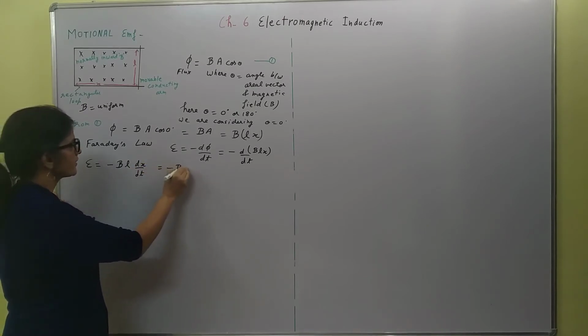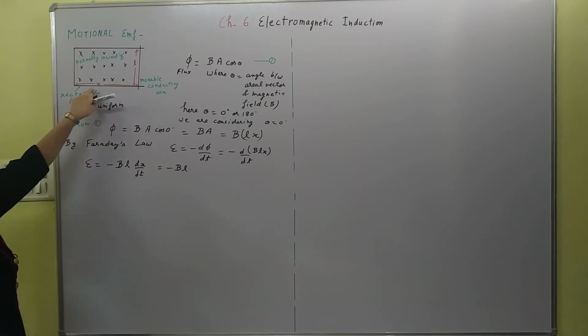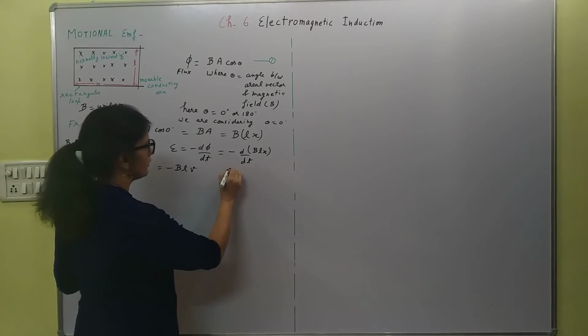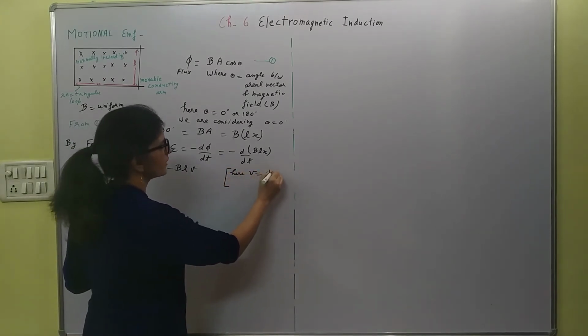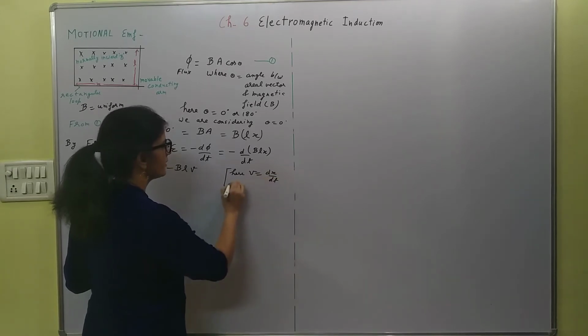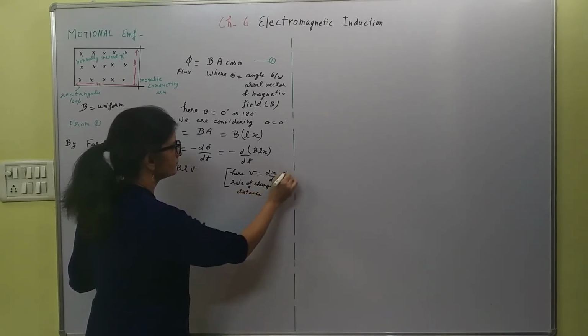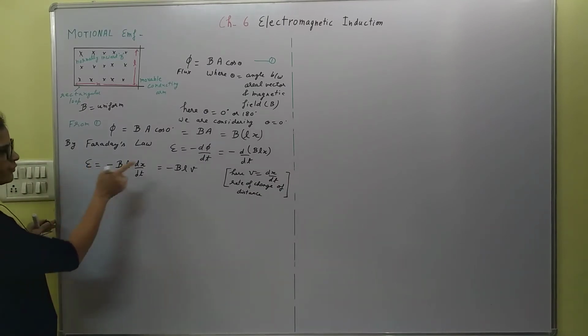And what is dx by dt? Dx by dt is rate of change of distance. So this can be written V. So here we can mention V is equal to dx by dt, that is rate of change of distance, right? So this is the expression for EMF.